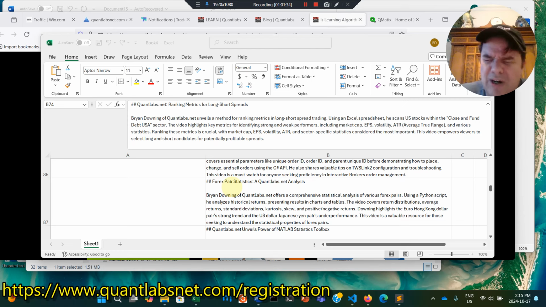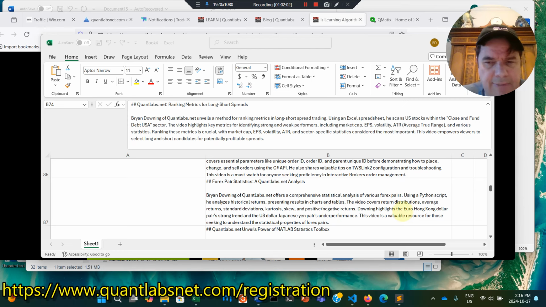Again, coming back to Forex pair trading using statistics, a comprehensive statistical analysis of various Forex pairs. In this case, we're using a Python script to analyze historical returns, presenting the results in charts and tables. That's what Python's very good at. It covers return distributions, average returns, standard deviation, kurtosis, skew, and positive and negative returns.